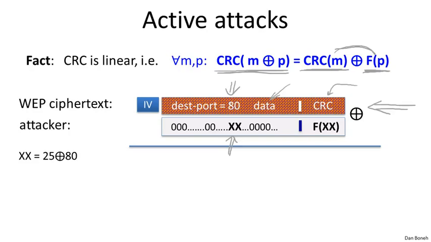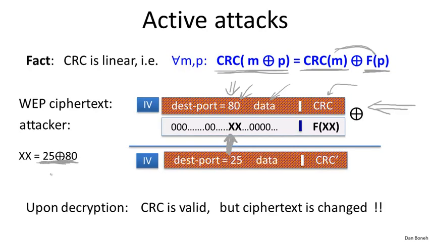Now what he'll XOR in will basically be the string 25 XOR 80. And you remember that if I XOR a certain string XX into the ciphertext that was created using a stream cipher, when that ciphertext is decrypted, the plaintext at this position will also be XORed by XX. And as a result, after decryption, the plaintext at this position basically will be the original 80 XOR 25 XOR 80, which gives us 25. Okay, so after decryption, the plaintext at this position will now be 25.